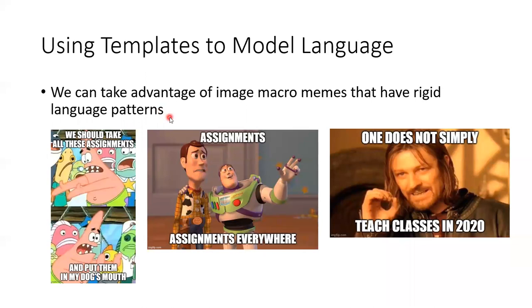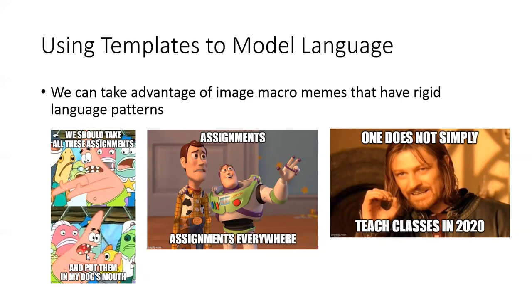So, upon seeing that literature about memes having rigid structures, it got me thinking we could use these image macro memes that have rigid language patterns. We can use them to model language. Some of them cover some basic kinds of language patterns that we teach every day in our classes. Like we should do something and do something. The interesting thing is there's always a little twist to them, so it could be fun. Like we should take all of these assignments and put them in my dog's mouth. So it's a way of talking about suggestions with a little bit of fun.